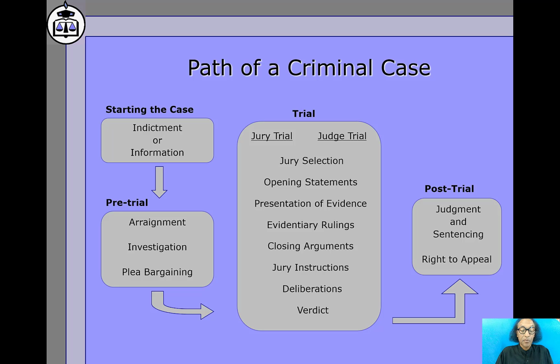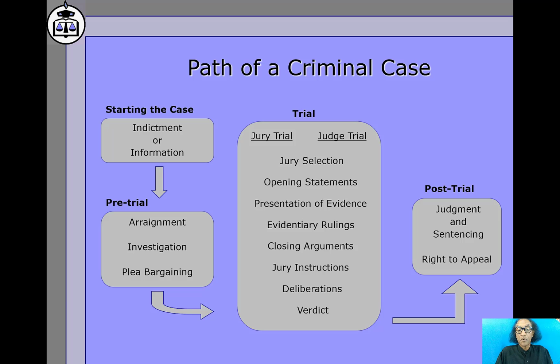And in the vast majority of cases, probably 95%, 97% of all criminal cases are settled at the plea bargaining stage. The remainder will end up in trial, and it could be a jury trial or a judge trial. A judge trial means just one judge will make a determination. Jury trial means there are 12 citizens who will decide the facts of the case.